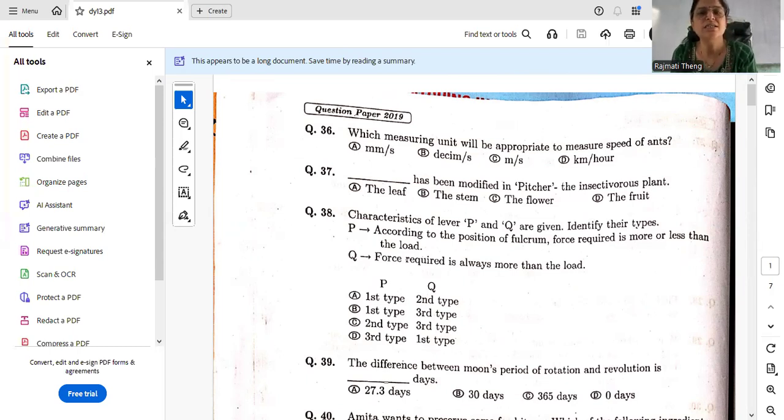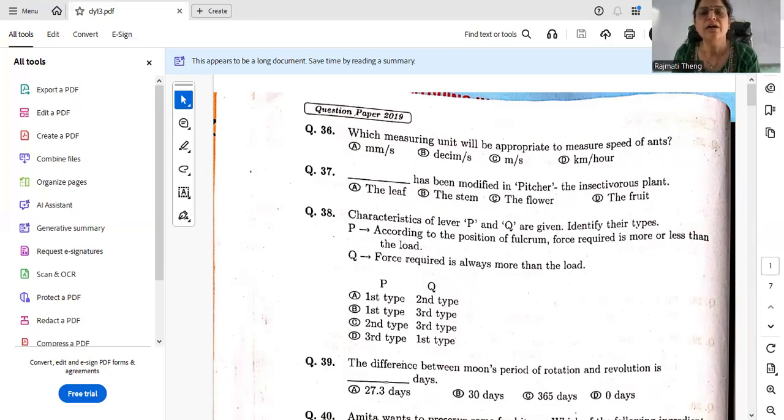Question number 36. Which measuring unit will be appropriate for measuring the speed of an ant? Option A, millimeter per second, B, decimeter per second, C, meter per second, D, kilometer per hour. An ant is a slow moving animal, and millimeter per second is the appropriate unit for measuring the speed of the ant, which can move a few millimeters in 1 second. So the correct option is option A.